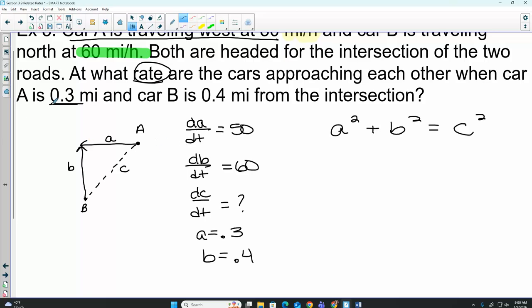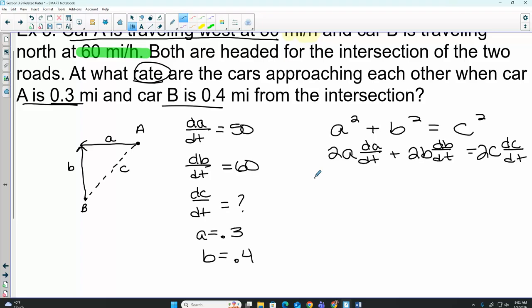Well, that's just at that one particular instant. So you're right, those are constants at that instant, but can I plug them in yet? No, because overall the side is changing. So I'm not plugging in anything before my derivative. We just do the derivative of each piece. So we have 2a dA/dt plus 2b dB/dt equals 2c dC/dt.